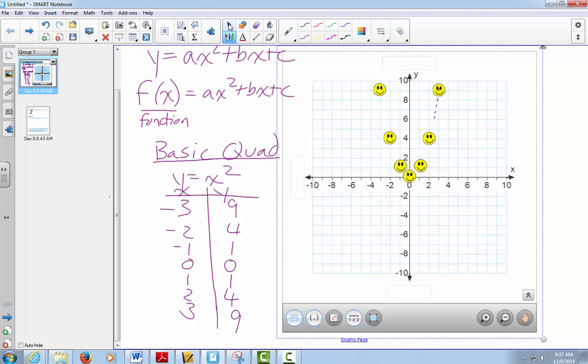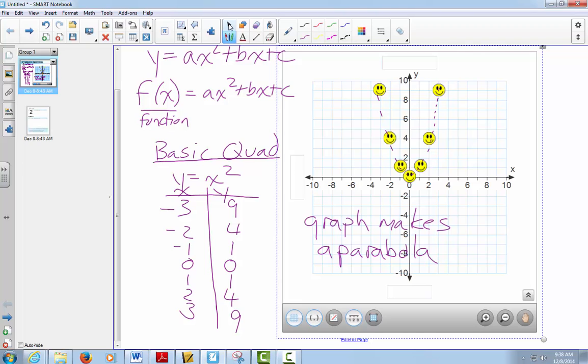you're going to get a parabola. So, when graphed, it makes a parabola.